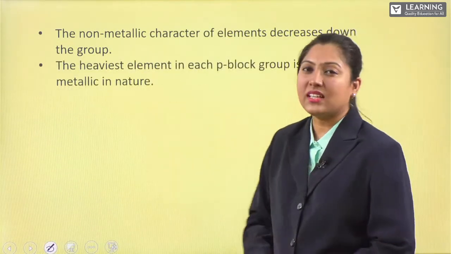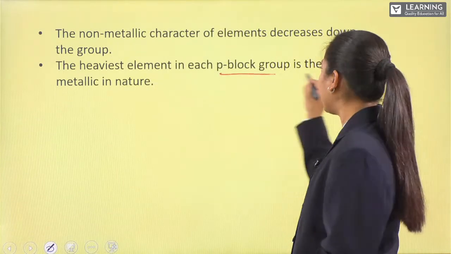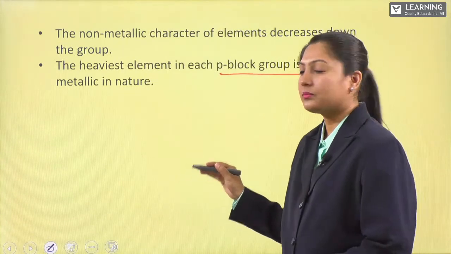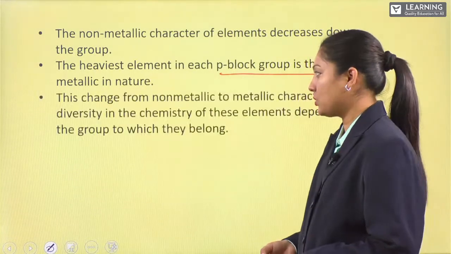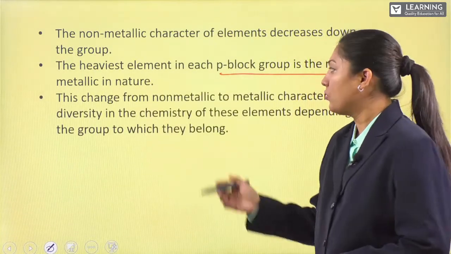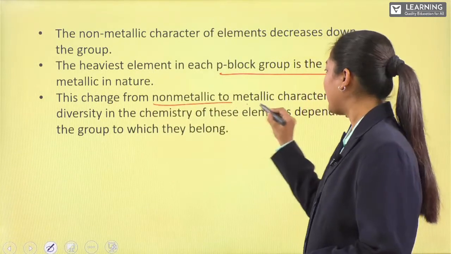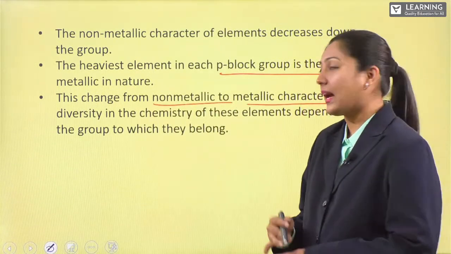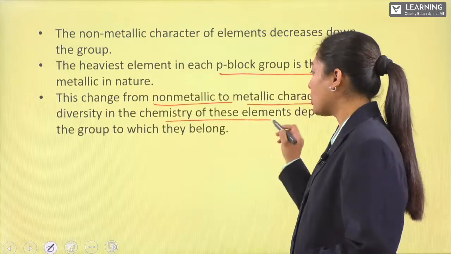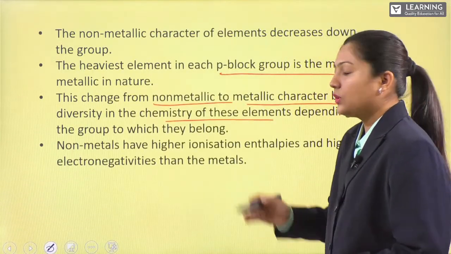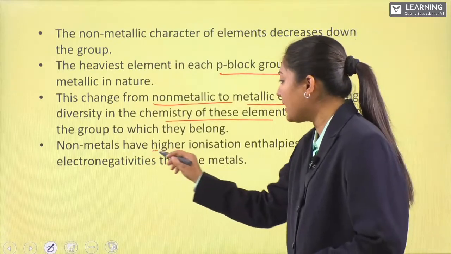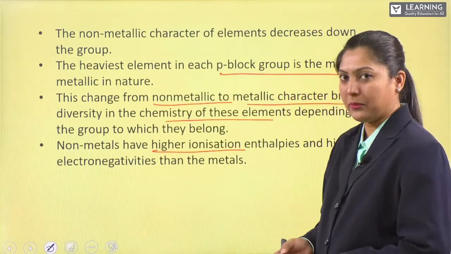Next, the heaviest element in the p block elements is in the metallic nature. That will be exhibiting the metallic nature, and this change from non-metallic to the metallic character brings diversity in the chemistry of these elements in p block elements. Non-metals have higher ionization enthalpy.